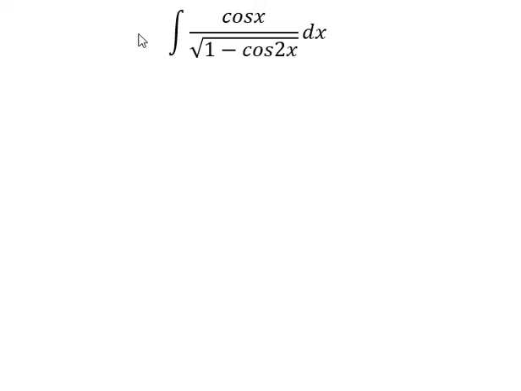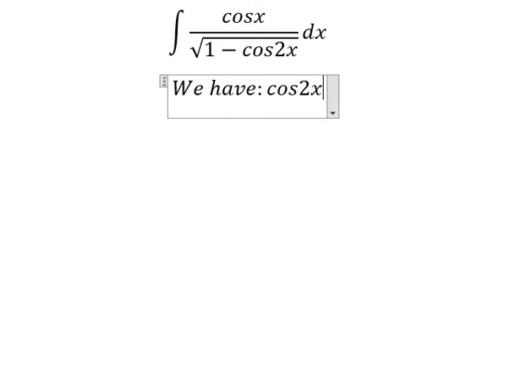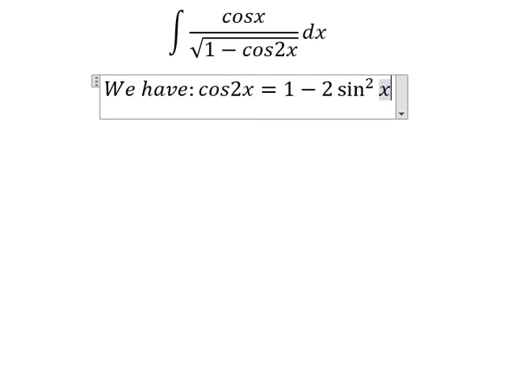The topic today is about integration. So now I will show you how to answer. We have the formula in here. That is about cosine 2x equals 1 minus 2 sine x squared. So I need to transform this one into this one. So I will put this one here.